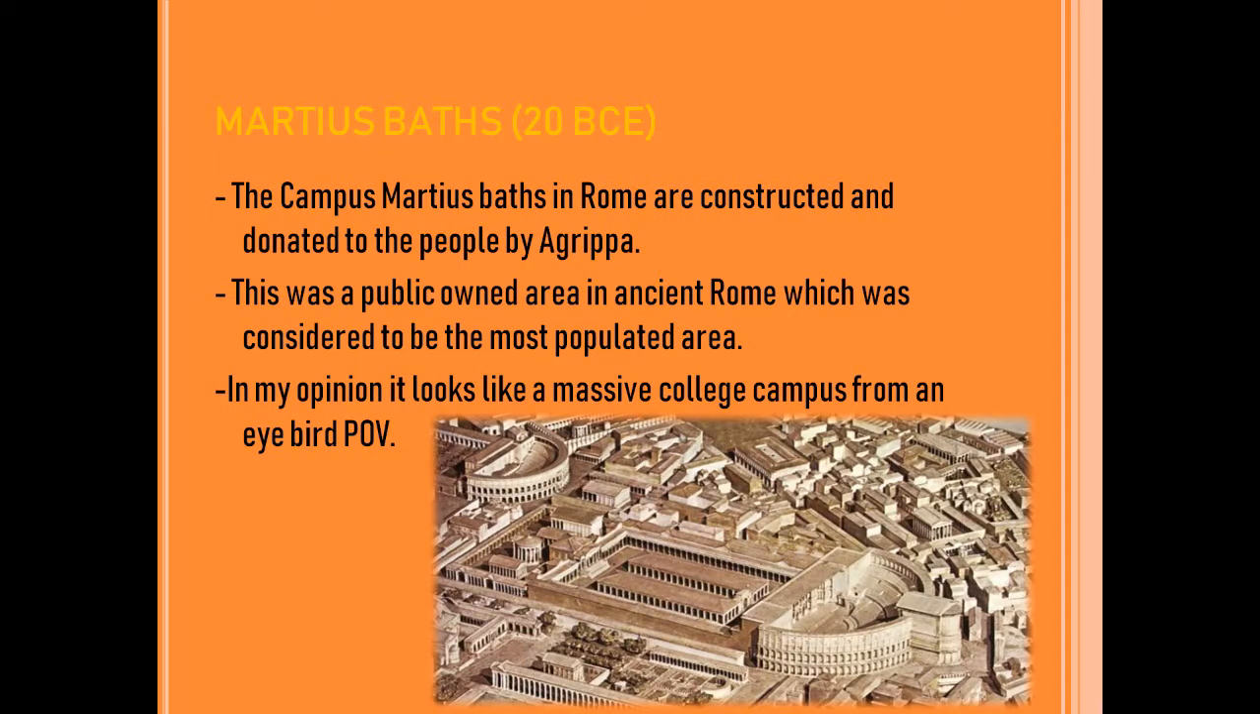The Baths of Agrippa. It was the campus in Rome, constructed and donated to the people by Agrippa. It was a public-owned area in ancient Rome, considered to be one of the most populated areas. In my opinion, looking at this picture from a bird's-eye view, it really looks like a college campus. It's big and has all the walls. Maybe trading happened in the right part of the town, and the left side was where the judicial stuff happened.